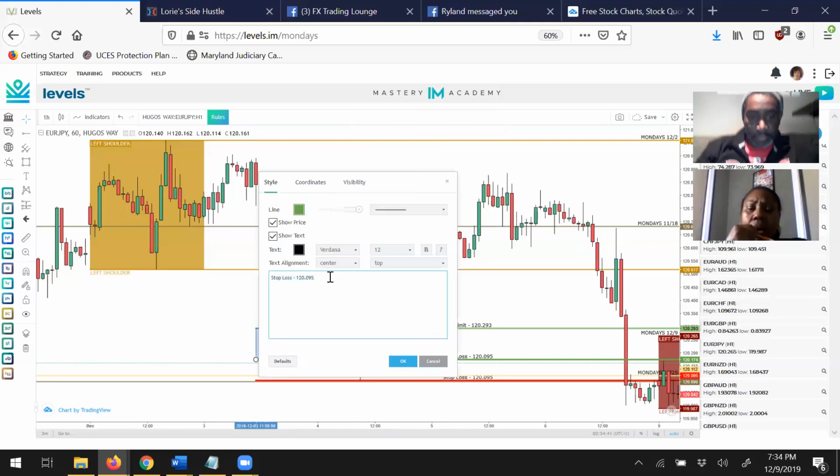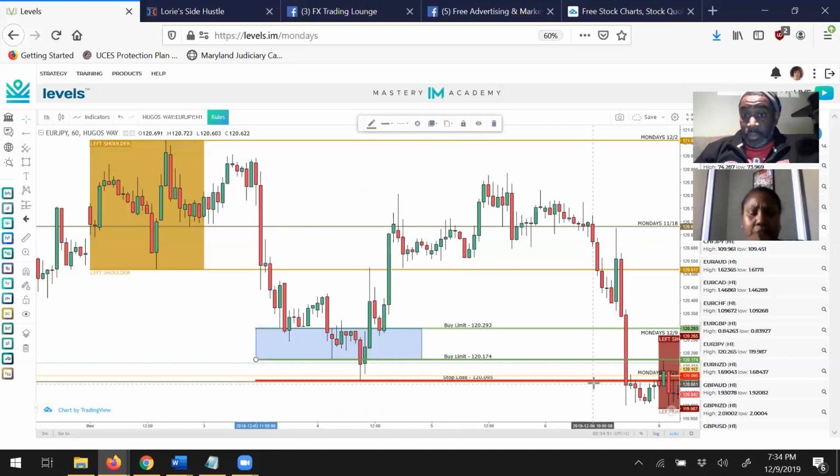Why are you copying the coordinates? For my notes, really. Essentially, say if you wanted to send this trade out to your team members, it's very easy for them to see what the stop loss is, see what the buy limit is. Send the prices, and they can just plug it in automatically without having to try to figure it all out.